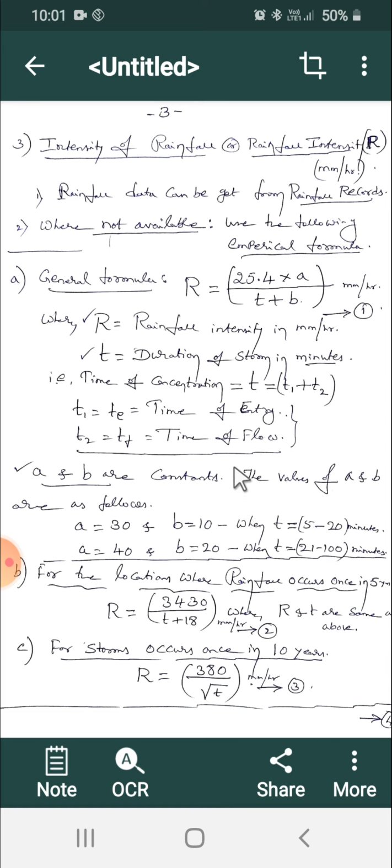Okay, see, remember this in your time. You observe here. T1 is also called TE, and the time of flow is called TF. This is time of entry. This is time of flow. If you add these two times, then you will get the T. That T you have to substitute into this equation. Got it? Now I will give one more example.